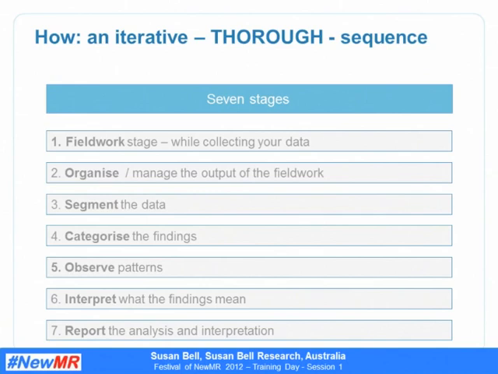There's then a process where you need to organise or manage what you've got. You need to sort out all that Lego in some way or another. Then we need to go through steps that I've called segmenting, categorising, and observing patterns, which are effectively all about synthesising. They're taking the way in which we've organised our data and bringing it down to point 6, which is interpretation, and 7, reporting the analysis and interpretation.